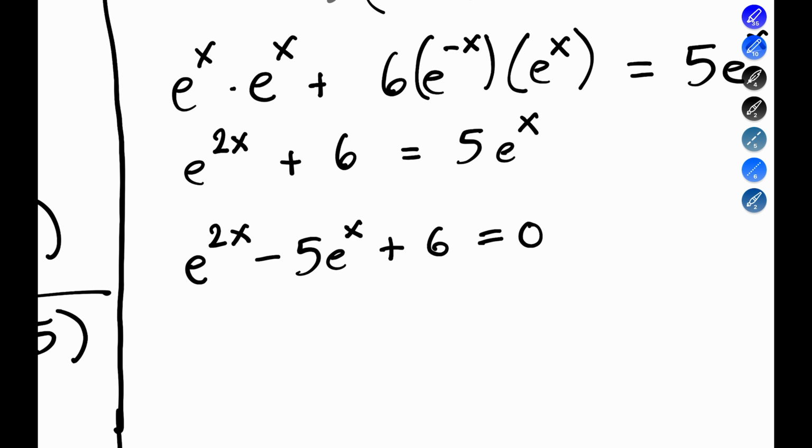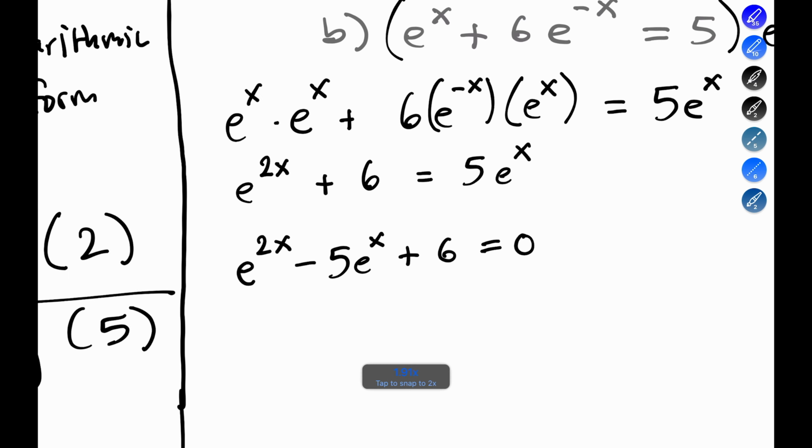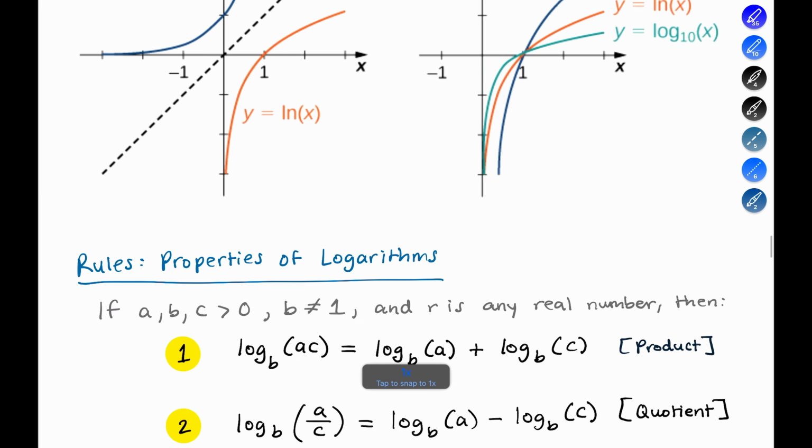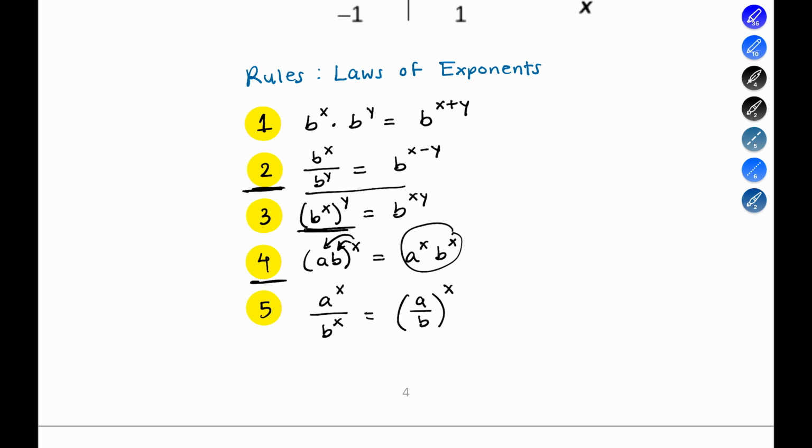And what we lastly have to do is use one last exponential rule that I will show you right now. It is this one, rule number 3. If we have b to the power of x, all to the power of y, it's the same thing as b to the power of x times y. But what we have right now is e to the power of 2x, and so the 2 and the x are multiplying together.